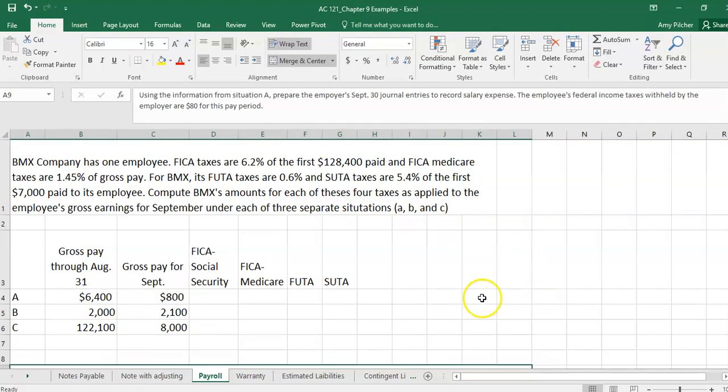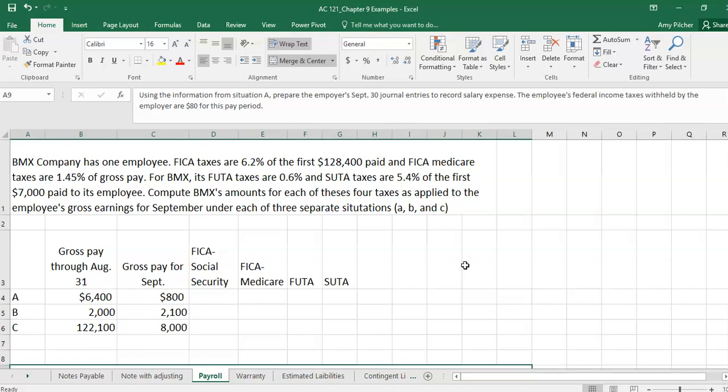The next thing that we're going to look at in Chapter 9 is payroll taxes and payroll expenses for a company. As an employer, we are required to withhold income taxes from our employees' paychecks and remit them to the agencies: Social Security, Medicare, unemployment taxes, federal withholding taxes, state withholding taxes. We also have a wide variety of other things that we can take out of paychecks.